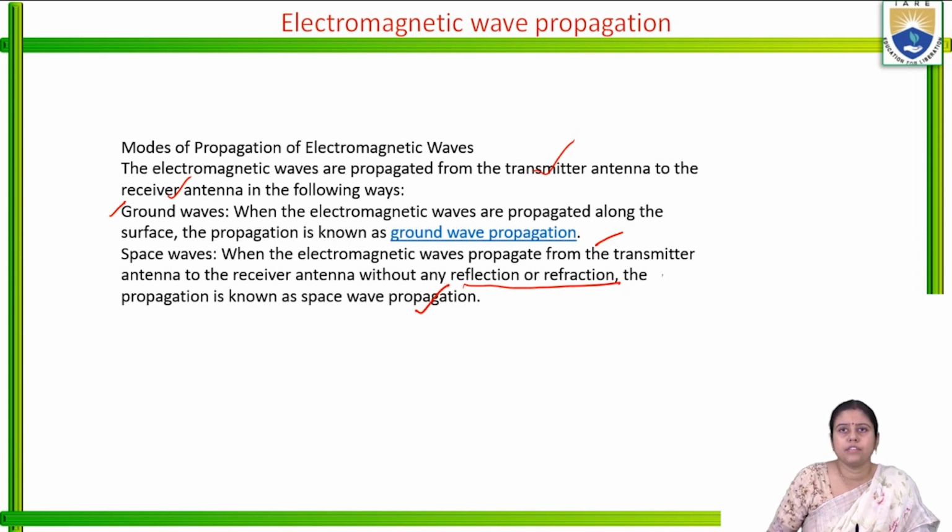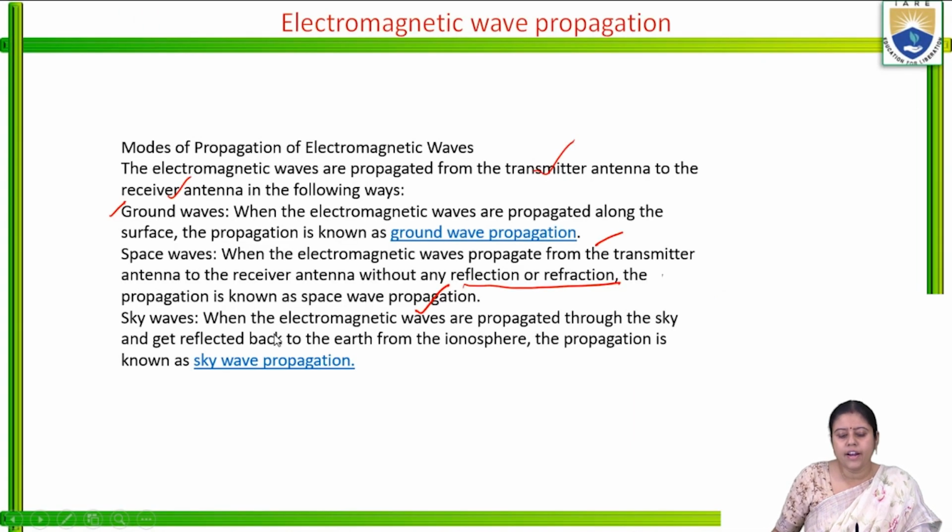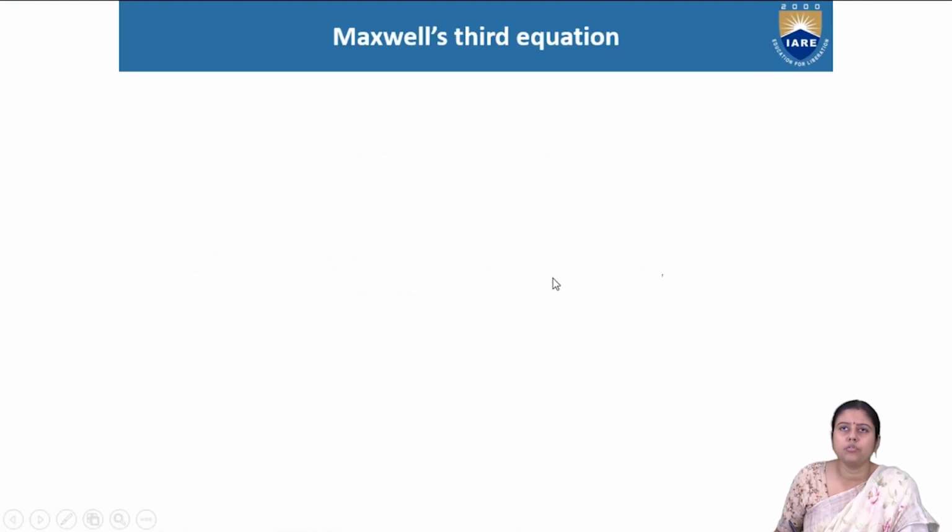So this is the normal wave propagation. And the last one is the sky wave propagation. When the electromagnetic waves are propagated through the sky and get deflected back to the earth from the ionosphere, this is known as the sky wave propagation. So next we will discuss Maxwell's third equation.